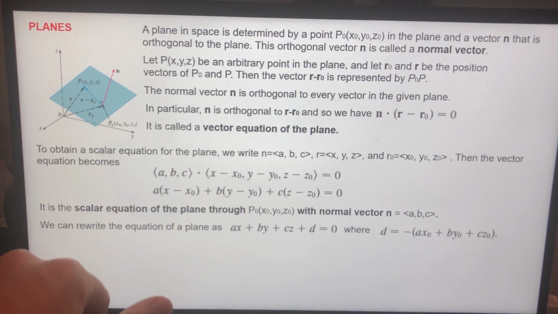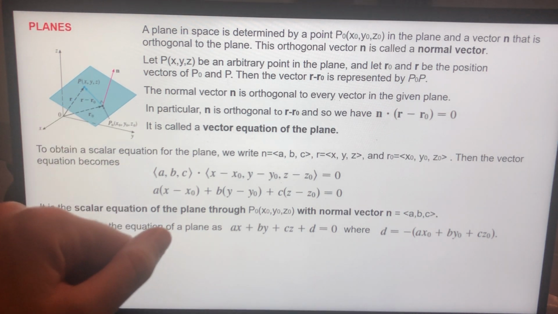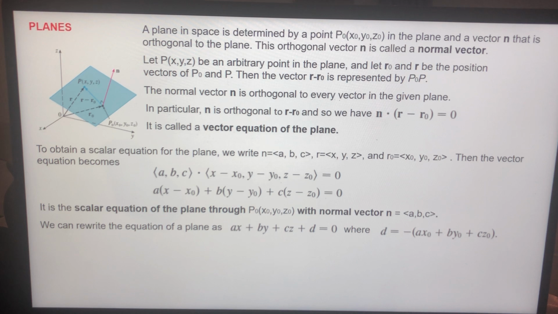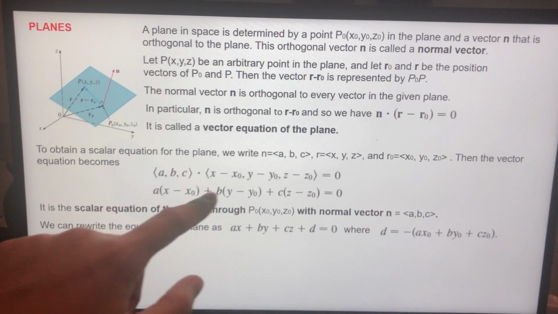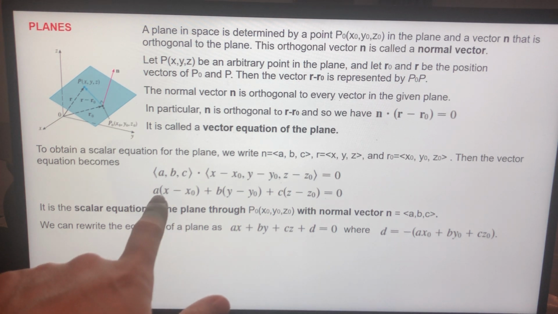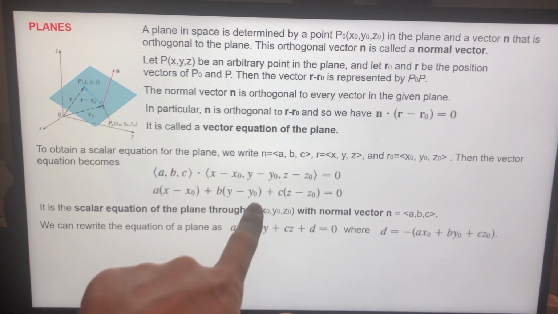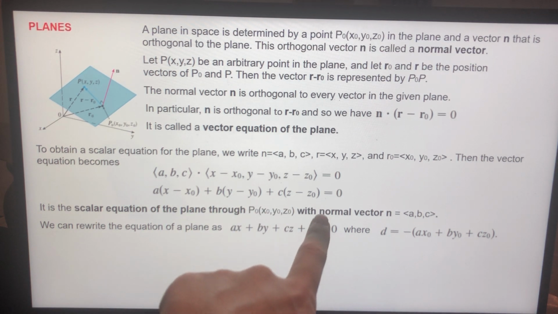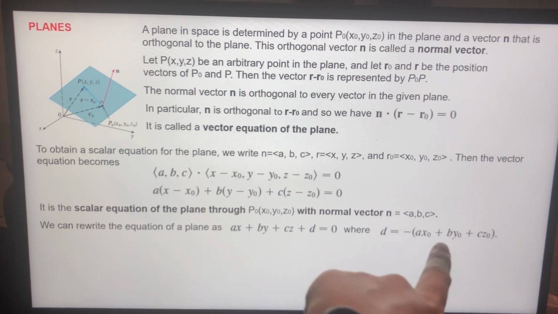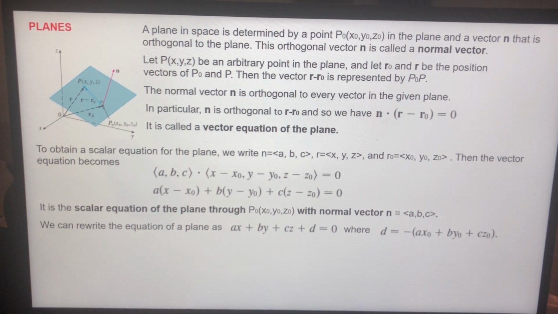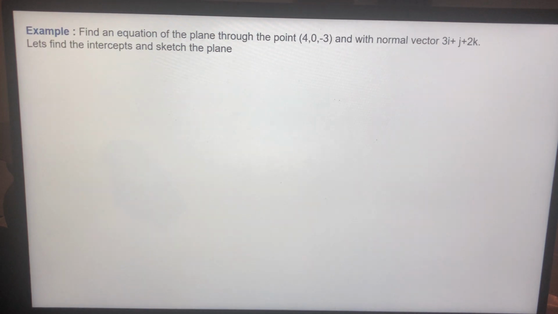And this is exactly the scalar equation of the plane through the point P0 with the normal vector n. So you need a point and the normal vector of a plane to be able to write the equation of a plane. Okay, don't forget that. Even you can distribute a, b, and c on the parentheses, and you will have ax, by, cz in here, and a times x0, b times y0, c times z0 is going to be just constants. That's why we can call them d, and d is defined in here. This is the general form of your scalar equation of the plane. Okay, as you can see, it's a linear equation.